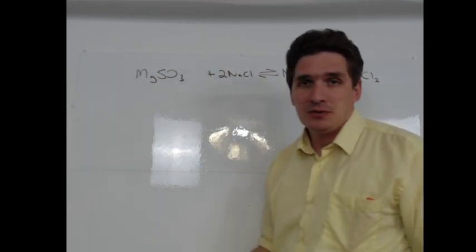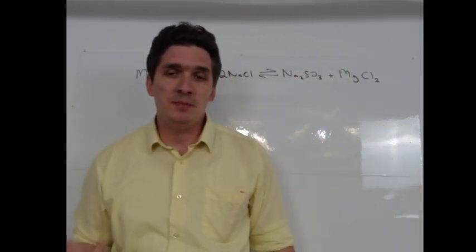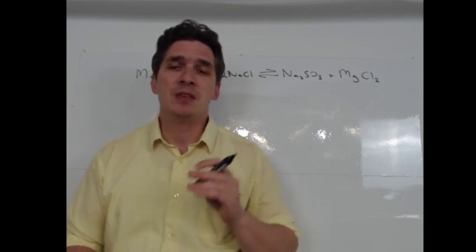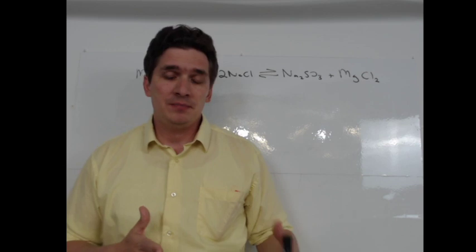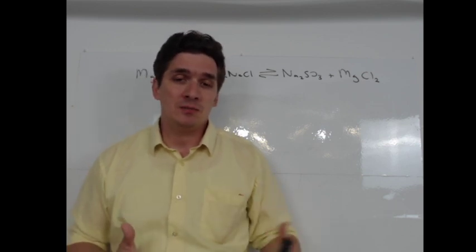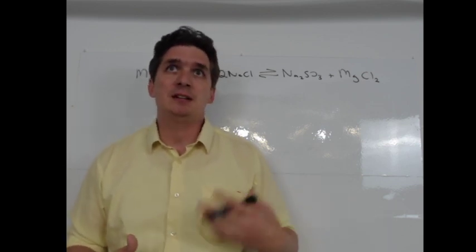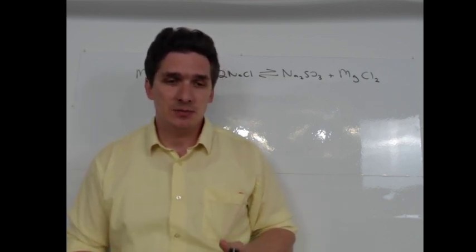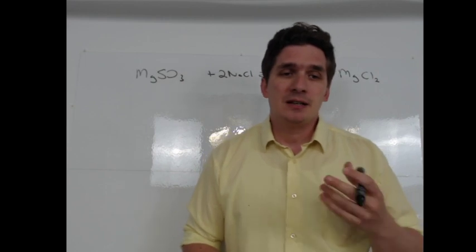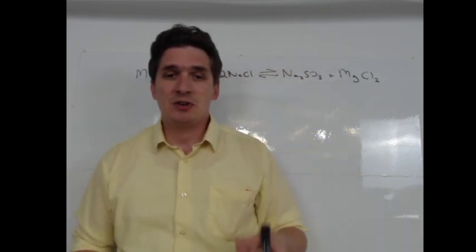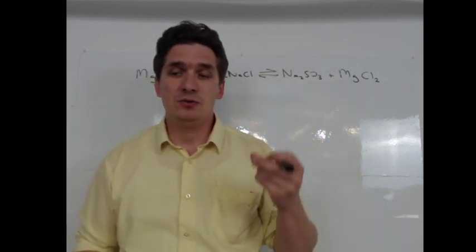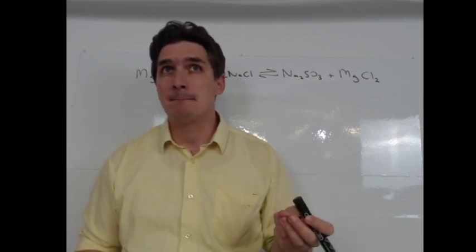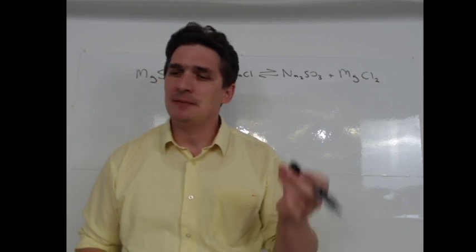Your solubility rules: anything bound to a column 1 metal, so lithium, sodium, potassium, rubidium, cesium, francium, all of those are soluble in water. Anything bound to ammonium, NH4+, soluble in water. Anything bound to nitrate, soluble in water. Chlorate, ClO3, soluble in water. Sulfate, except for calcium, barium, strontium, are soluble in water. Also silver, lead, and I think it's mercury. Yeah, mercury sulfate.